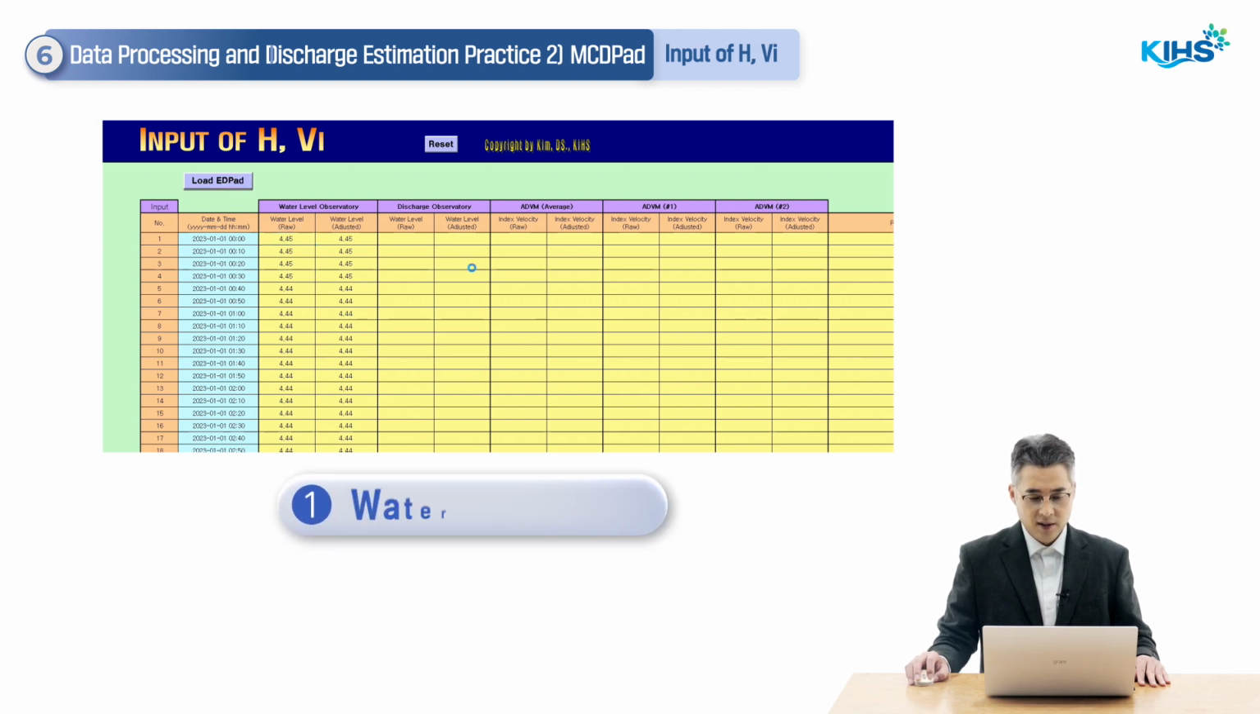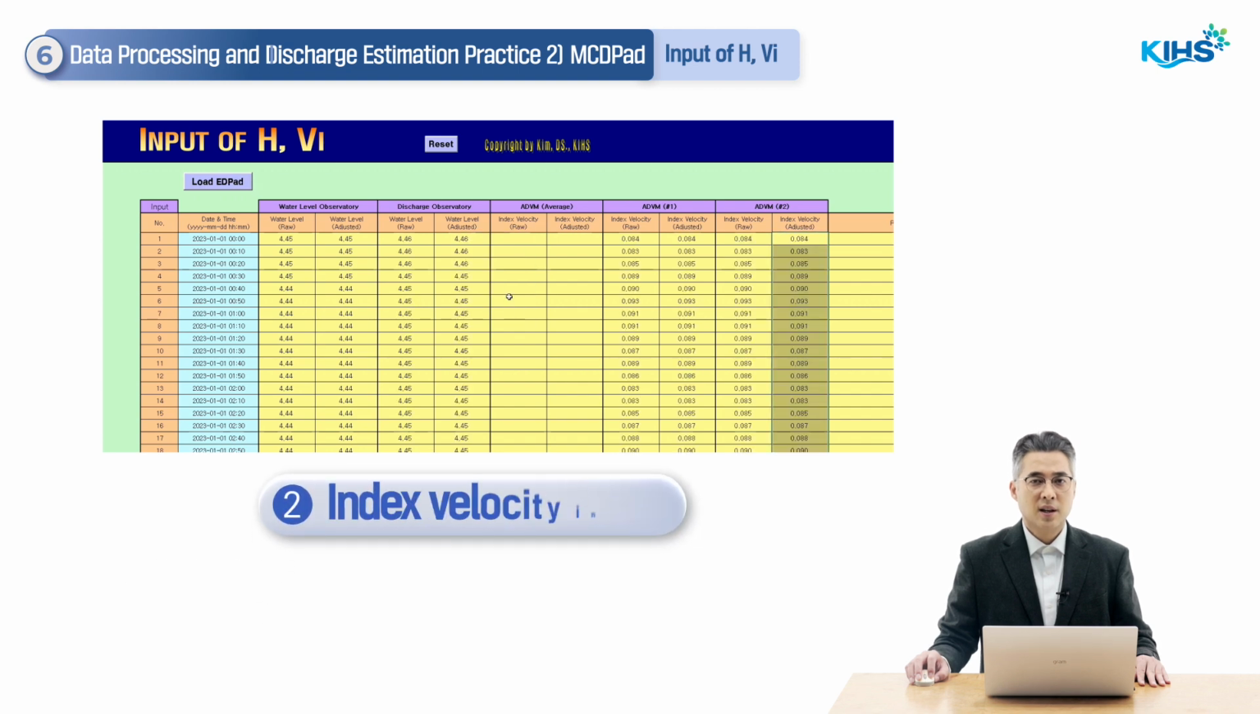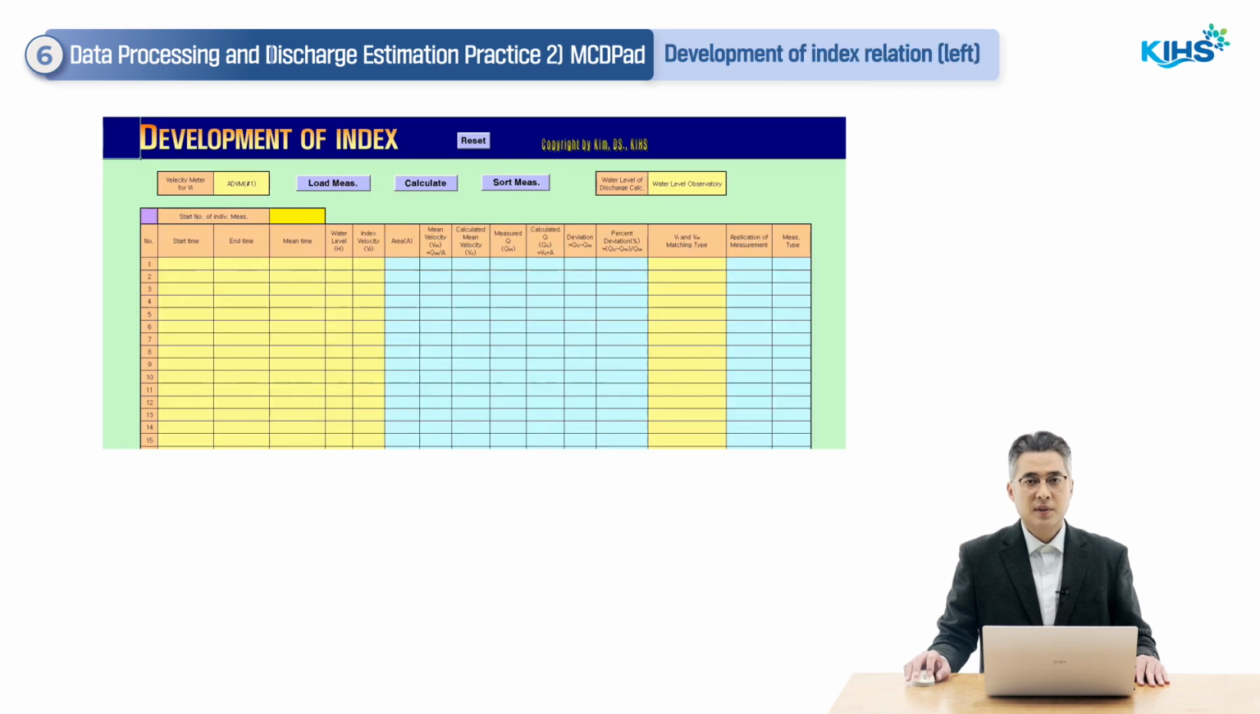First, enter the water level data using 10-minute interval records. These data can be obtained from stage or discharge stations. Next, enter the index velocity data. Please input index velocity data from each ADVM at 10-minute intervals. Values may also be entered as averages by ADVM.